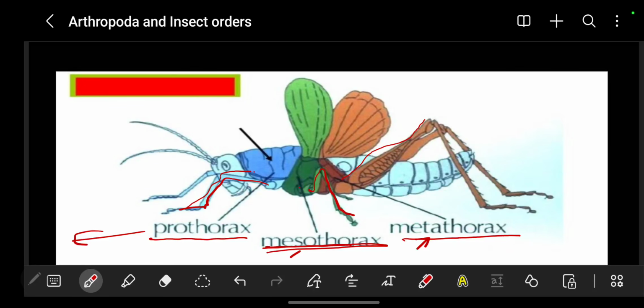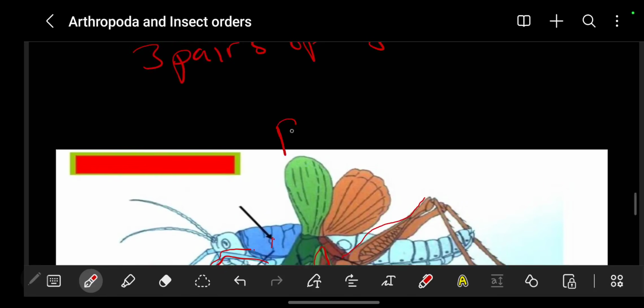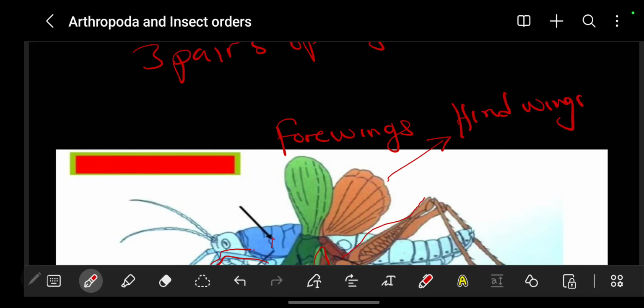Now, what are the functions? Okay, first, before that, when you look here, the prothorax does not have wings. Then the mesothorax has wings, which we call the forewings. The word "fore" simply means in front. So we have front wings called the forewings. Then the back wings are called the hind wings. So we have the hind wings like that.